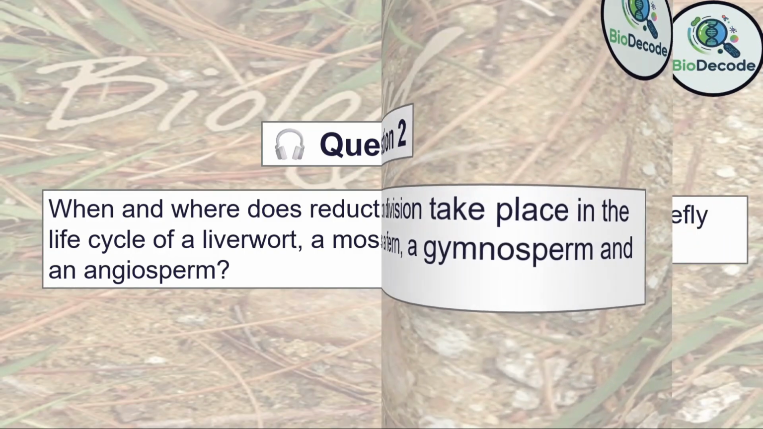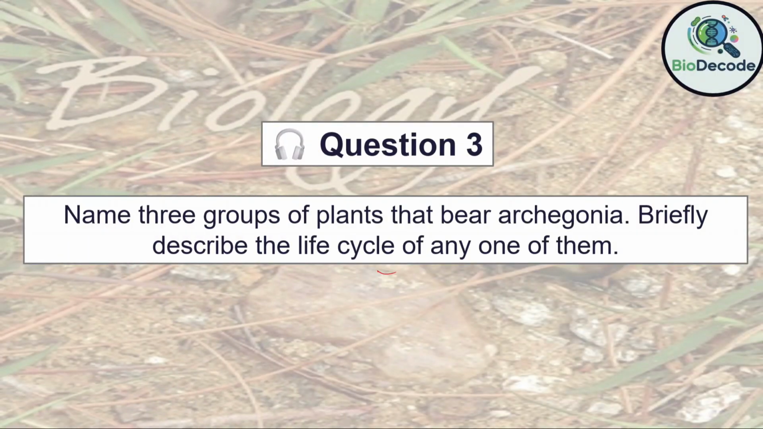Question 3. Name 3 groups of plants that bear archegonia. Briefly describe the life cycle of any one of them. Answer. The 3 groups of plants that possess archegonia are bryophytes, pteridophytes, and gymnosperms. Let's take the example of a moss, a bryophyte.